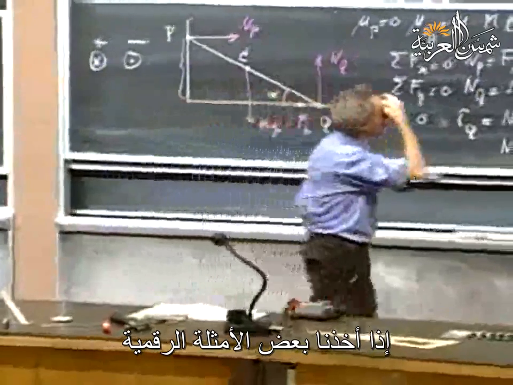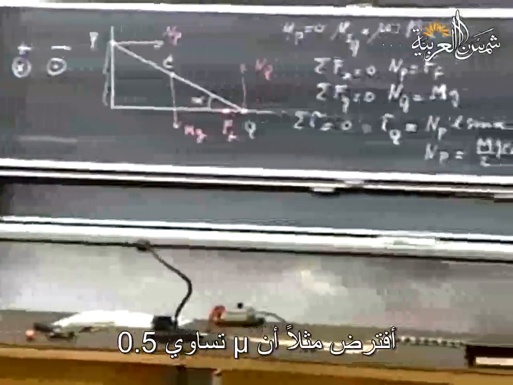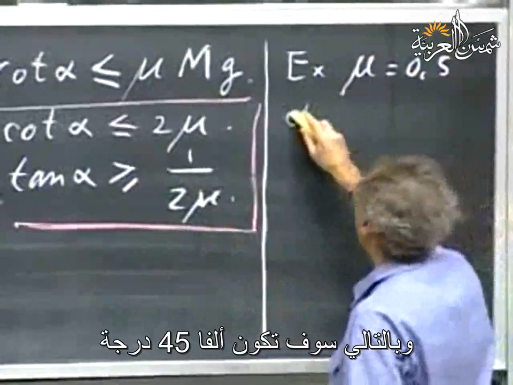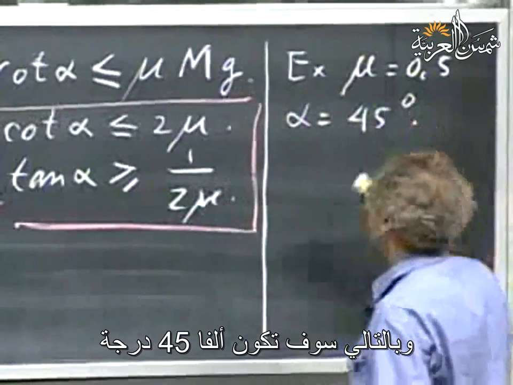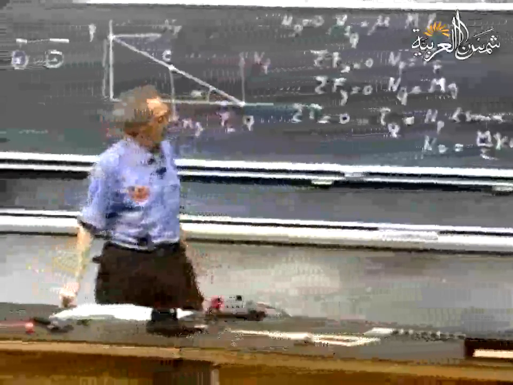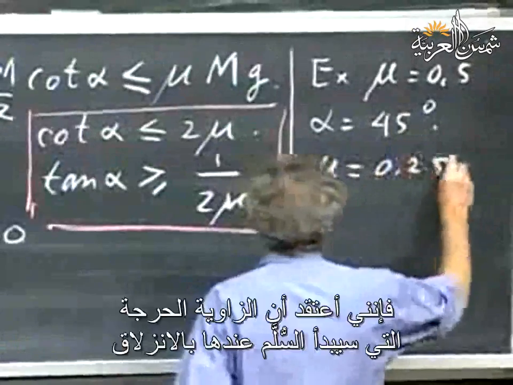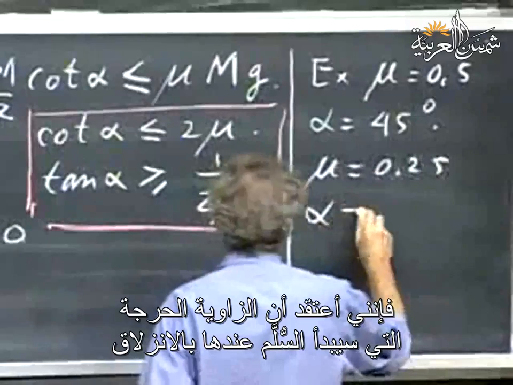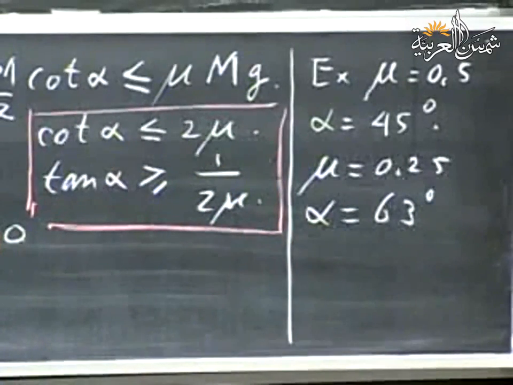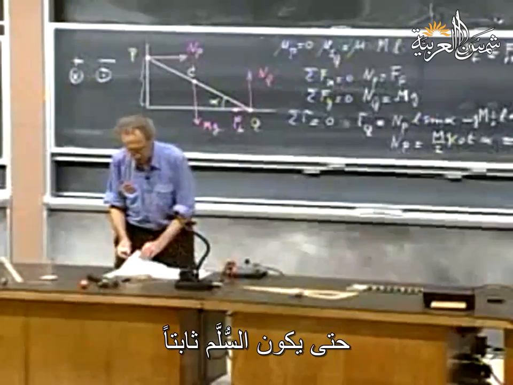If we take some numerical examples, for instance, I take mu equals 0.5, then alpha would be 45 degrees. And if the angle is any less, then it will slide. If you take mu is 0.25, then the critical angle where it will start to slide, I think, is somewhere near 63 degrees. But you can check that for yourself. So the angle has to be larger than that number for the ladder to be stable.